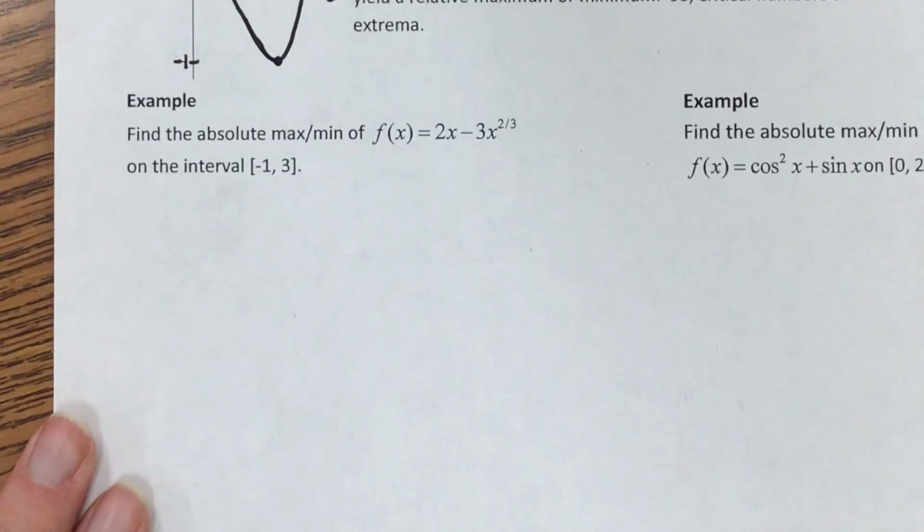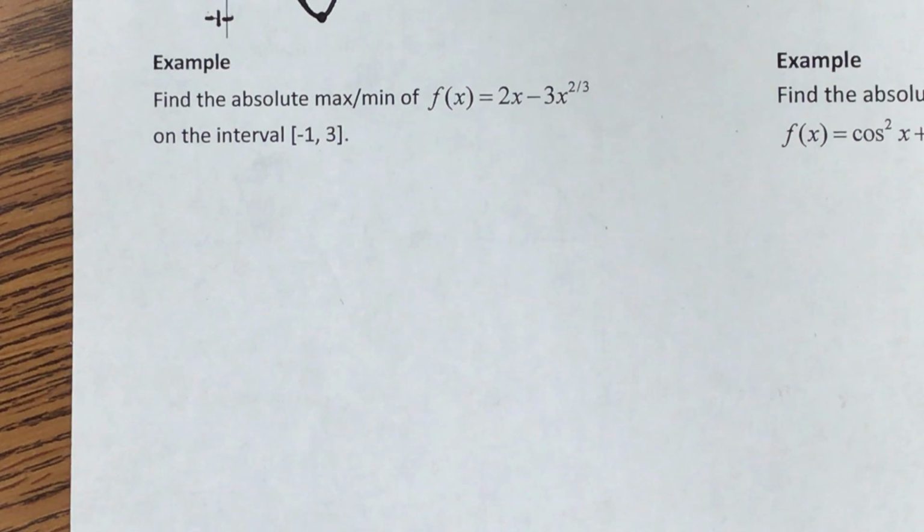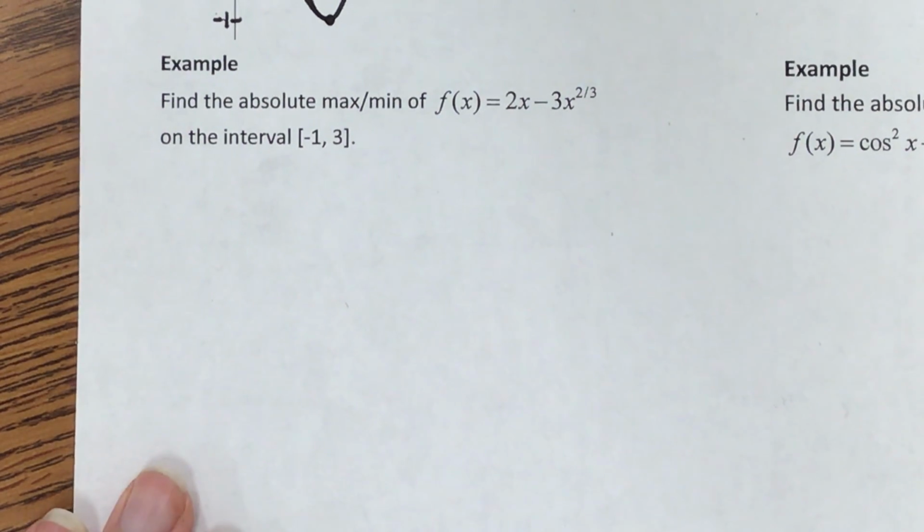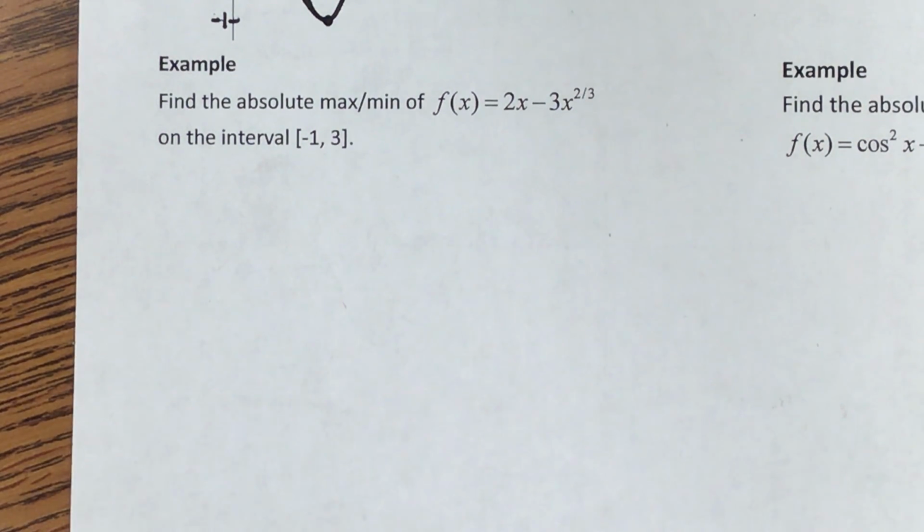We've got: find the absolute max and min of f of x equals this whole business on the interval of -1 to 3. So we definitely have to check -1 and 3, check for the y values of those. But we also need to find some critical numbers. How do you find critical numbers?